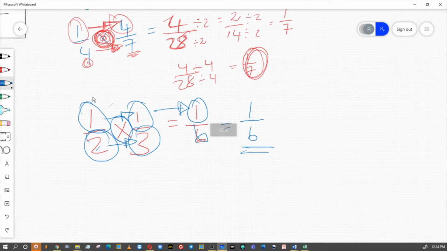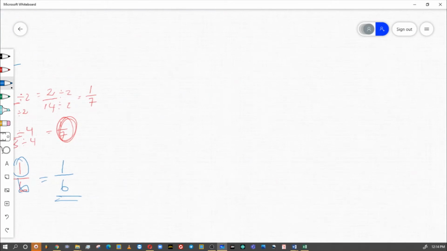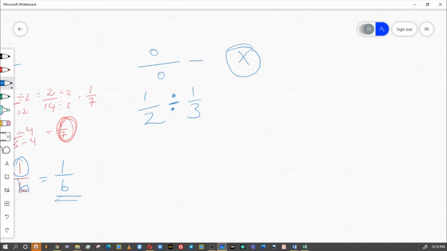Now, how do we deal with division? Let's say half divided by 1 over 3. Interesting. With division, what we do is we turn this sign into a multiplication. So we convert it into this. The way we do that is we take the half and keep it as is.